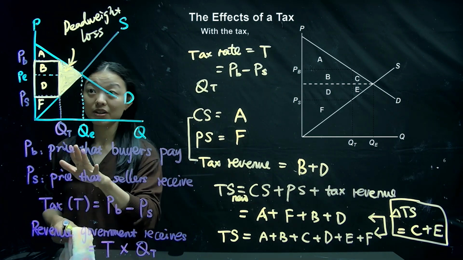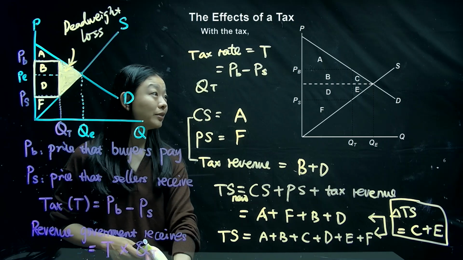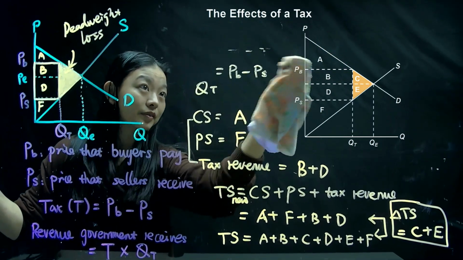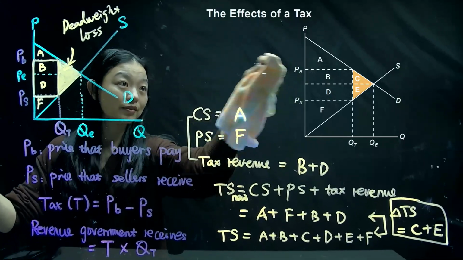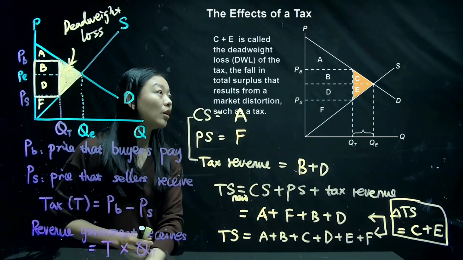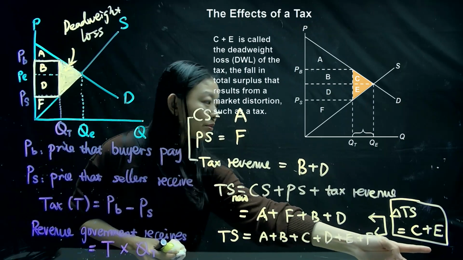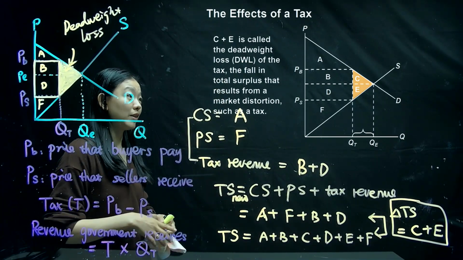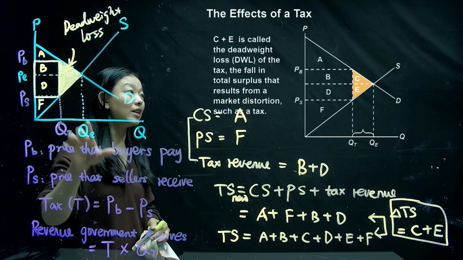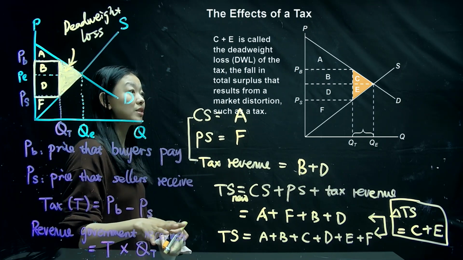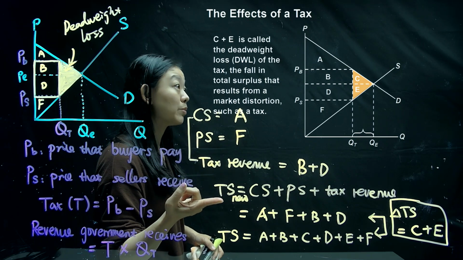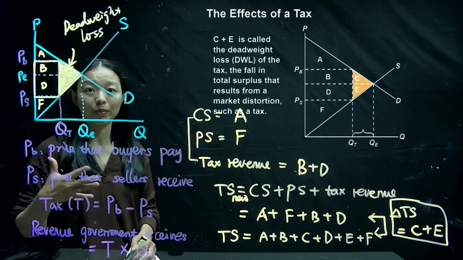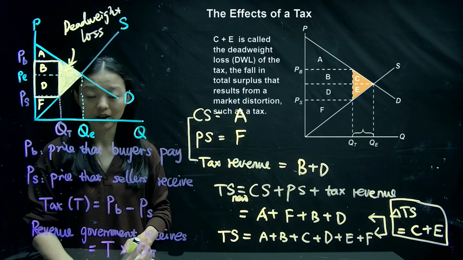So any questions in this part? If not, I will just move on, okay? So let's see. After imposed tax, we have C plus E, right? The C plus E, as I mentioned here, is called the deadweight loss, always abbreviated as DWL, okay? It is the deadweight loss of tax, which means the decrease in the total surplus results from the market distortion, such as tax. Sometimes the government imposed price control also results in deadweight loss.